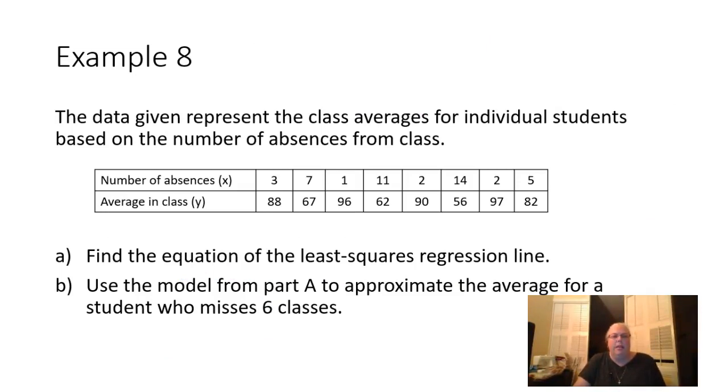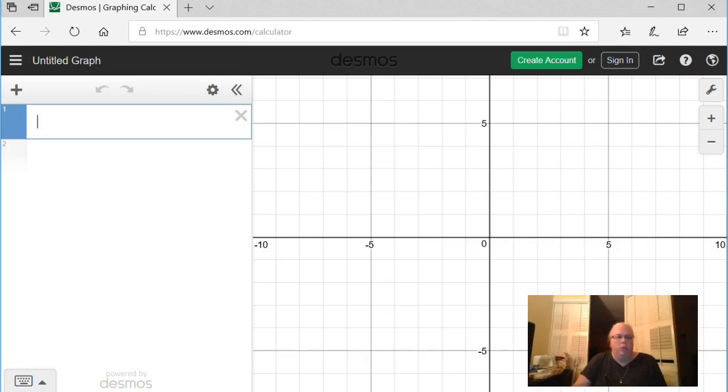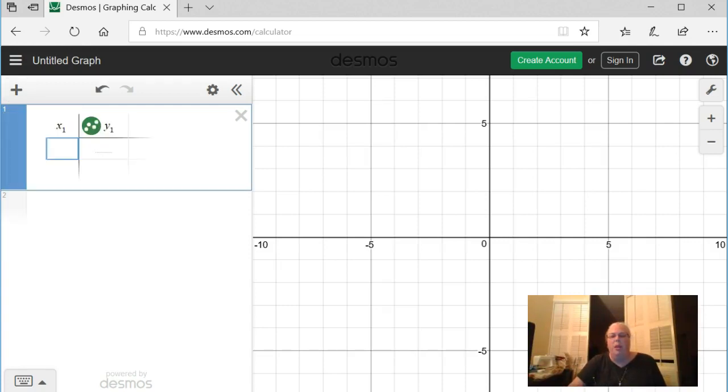Example 8. The data given represent the class averages for individual students based on the number of absences from class. A, we're going to find the equation of the least squares regression line. And then B, we're going to use the model from part A to approximate the average for a student who misses 6 classes. Okay, to do this, we're going to have to pull up Desmos. I'm going to take that table of information from the problem in example 8 and enter it into a table in Desmos, and it's going to draw a scatter plot on the side.